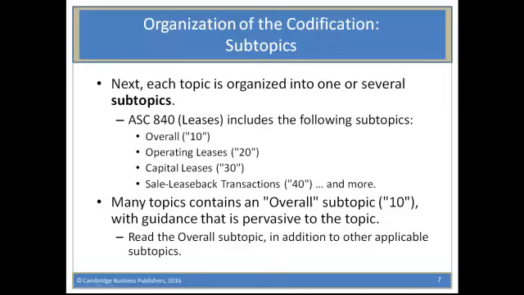Next, each topic is organized into one or several subtopics. Leases, for example, is divided into subtopic 10 for overall, 20 for operating, 30 for capital, and 40 for sale-leaseback transactions. Many topics contain overall subtopic 10 with guidance that is pervasive to the topic. Read the overall subtopic in addition to the other applicable subtopics.